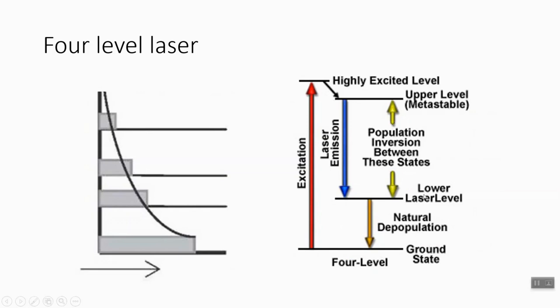Here, the lower laser level is not the ground state, but it is the first excited state. As a result, even a pump that may not be very efficient could produce a population inversion so long as the upper level of the laser transition is longer lived than the lower level.